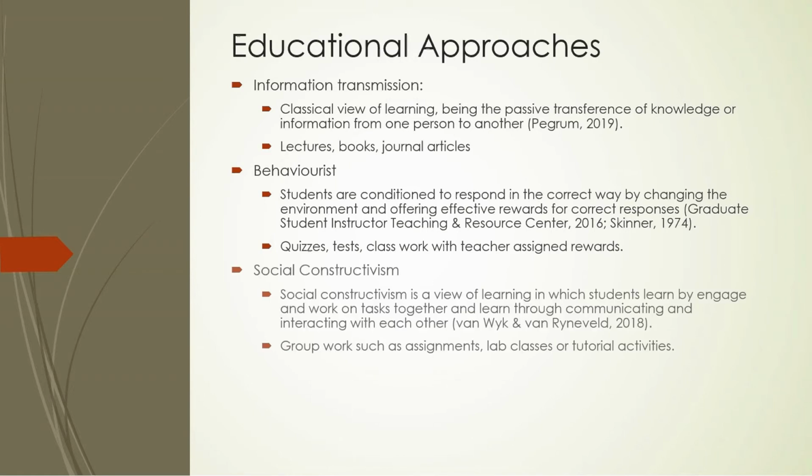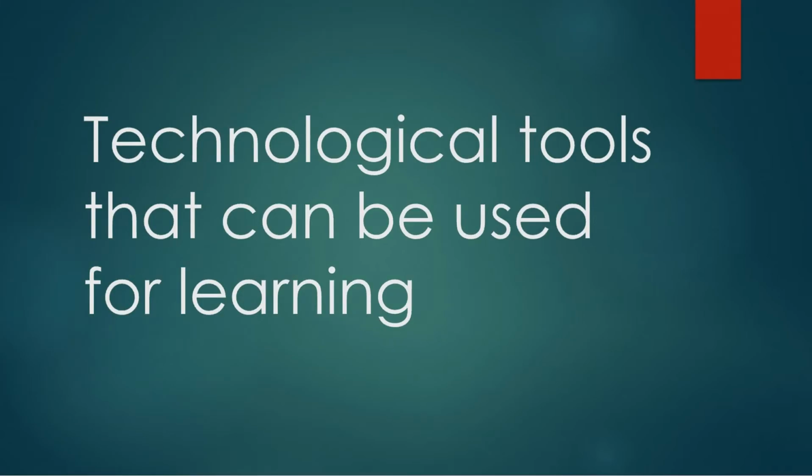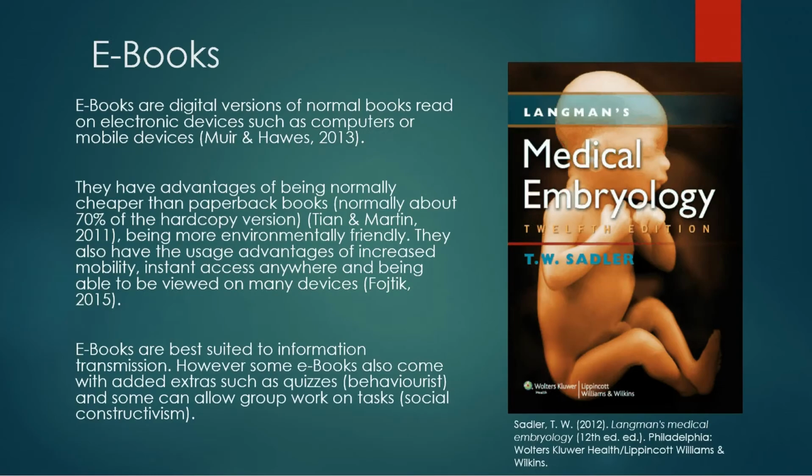Social constructivism is the theory of learning in which students who work on tasks together, communicating and interacting with each other, learn better. This includes group work, such as assignments, lab classes, or tutorial activities. Situated learning is the theory in which students learn best by being placed in a particular environment or circumstances and learning from the experiences, such as laboratory classes, tutorials, or practical learning situations in the student's field of study. Let's move on to technologies I recommend students use.